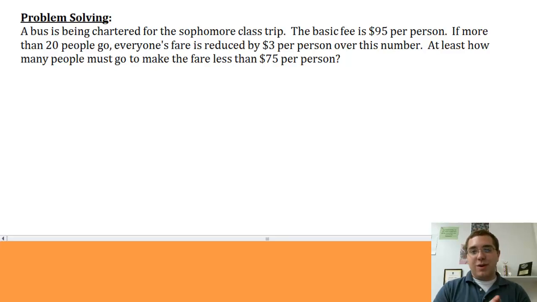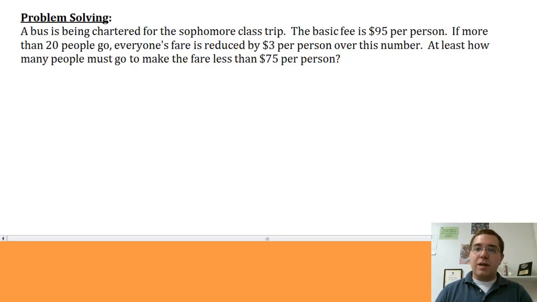How about a word problem? Those are always fun. A bus is being chartered for the sophomore class trip, the Road to Freedom. The basic fee is $95 per person. If more than 20 people go, everyone's fare is reduced by $3 per person over this number. That means if 21 people go, the price per person goes down $3 for everybody. If 22 people go, the price per person goes down $6 for everybody, and so on.